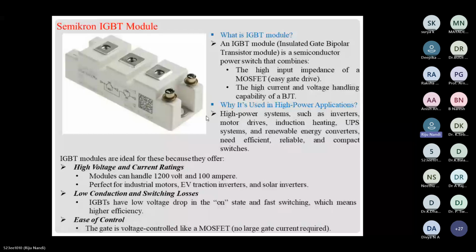Second is low conduction and switching losses. The IGBT has a low voltage drop in the on state, so in the on state the IGBT voltage drop is very low. That's why it has low conduction loss. Also the switching is very fast, which means high efficiency. The losses in the output are very small, so the efficiency is higher.